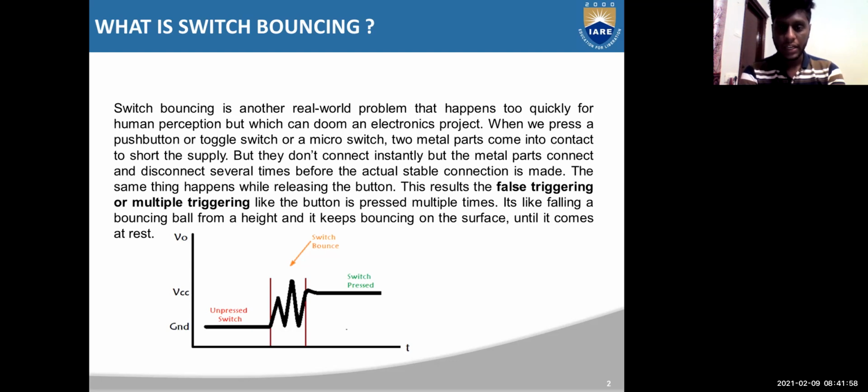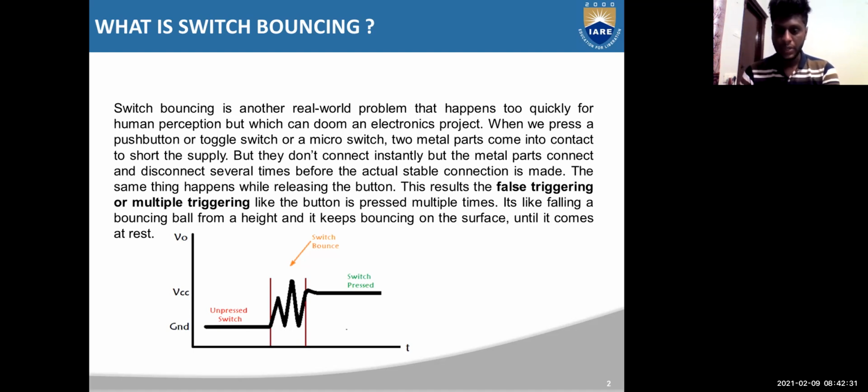But they do not connect instantly. The metal parts connect and disconnect several times before the actual stable connection is made. The same thing happens while releasing the button. This results in false triggering or multiple triggering, like the button is pressed multiple times. It's like following a bouncing ball dropped from a height and keep it bouncing on a surface until it comes to rest. So switch bouncing results in false triggering or multiple triggering.